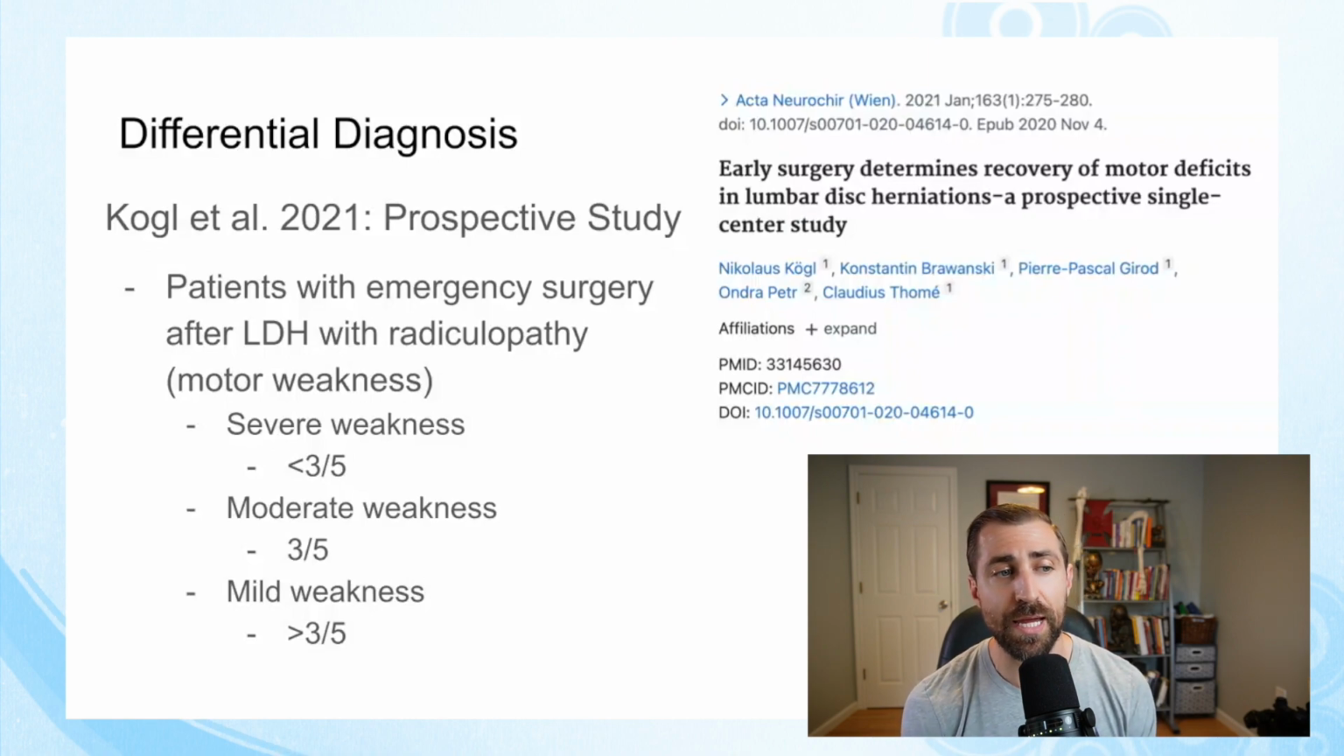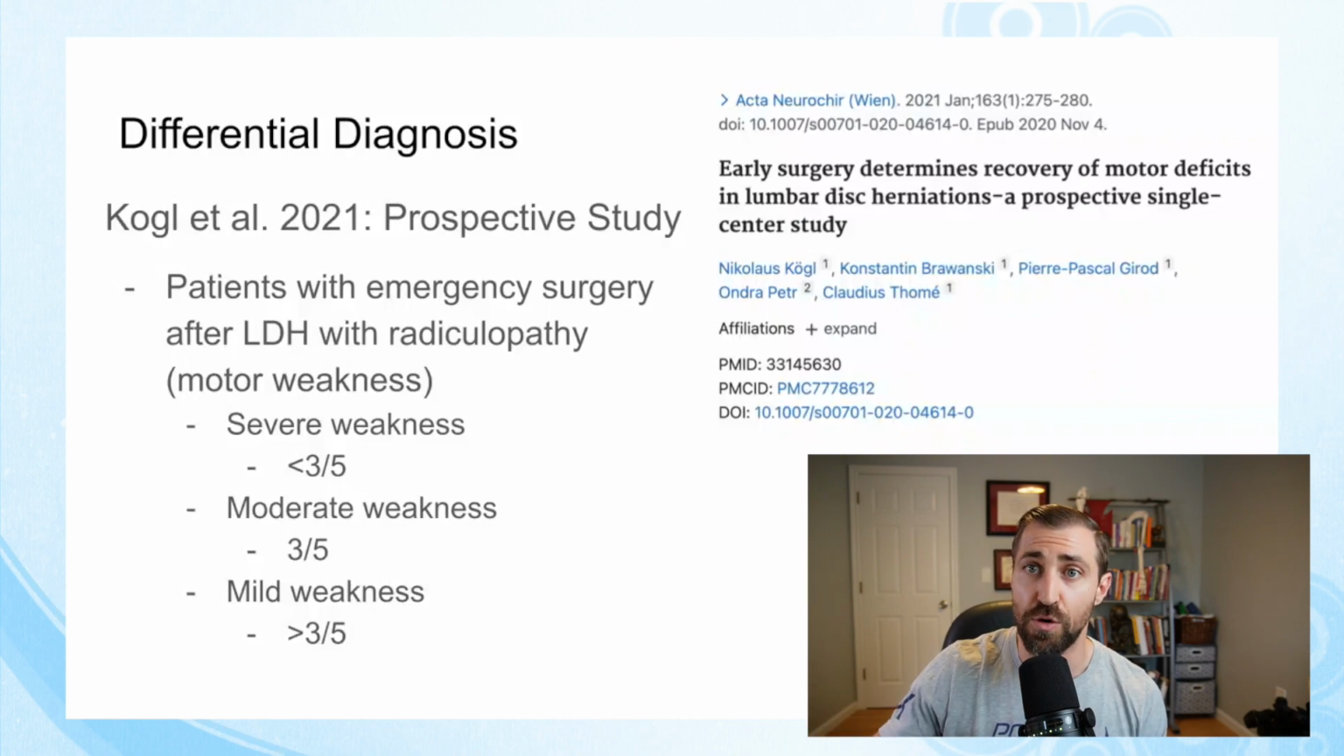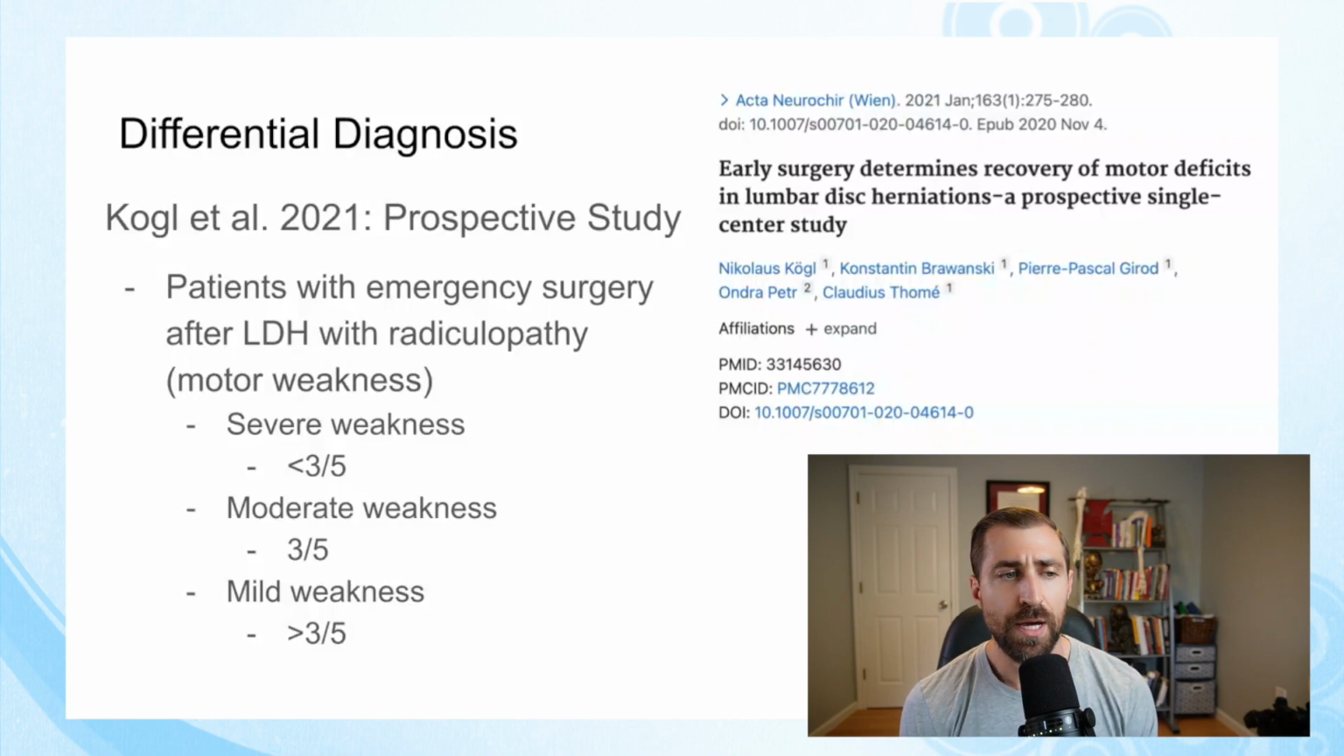So basically, we can't go through a full range of motion against gravity. Anything that's that or lower would be severe. Mild weakness was a 3 out of 5. So these folks were able to go through a full range of motion against gravity, but nothing else. And mild weakness was anything where you can get some resistance through a full range of motion, right?